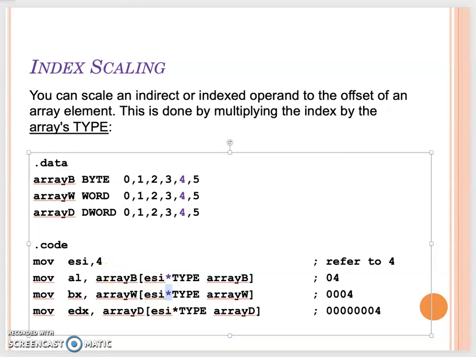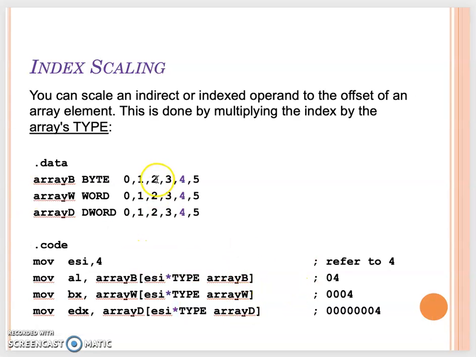On the other hand, you can see here we start from array B, array W, array D, but how many bytes we need to move from there will be according to the type of the array times your number of the index. So we see here, even though they all look the same as number 4, how to save the value and also how to access the correct location will be according to your index value times the type of the array. So that's the index scaling.